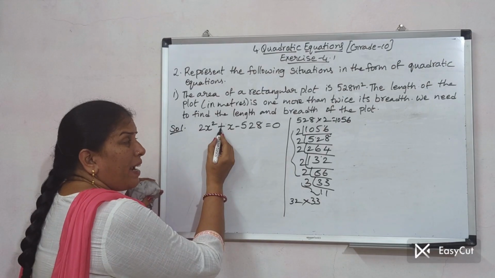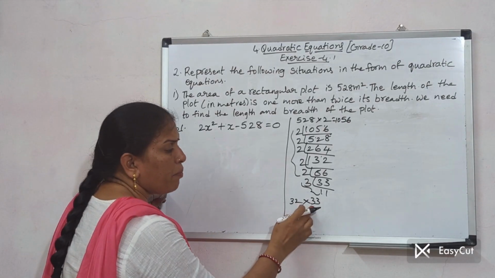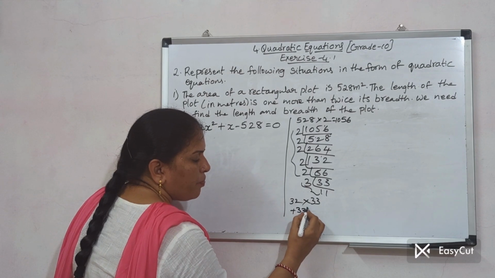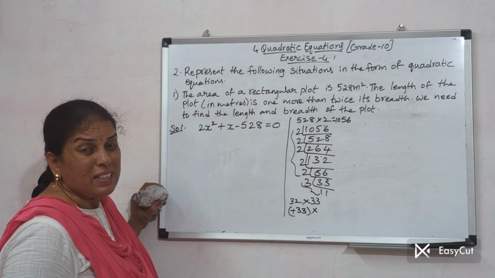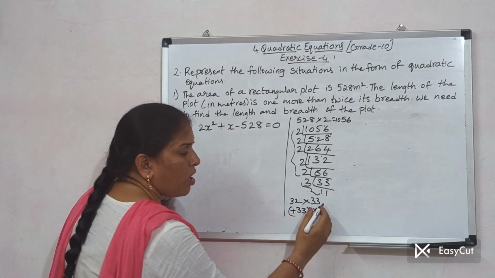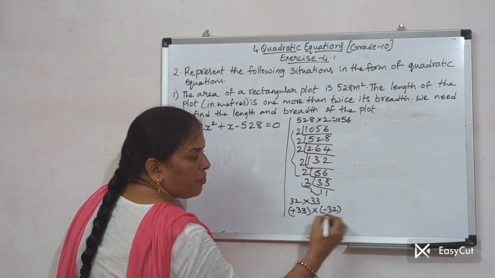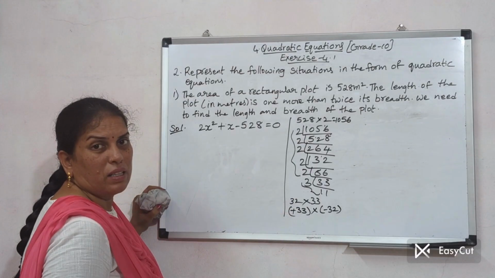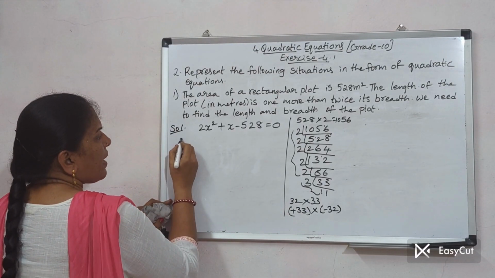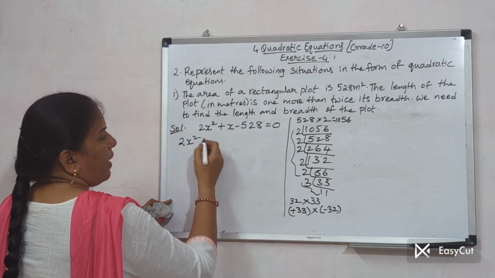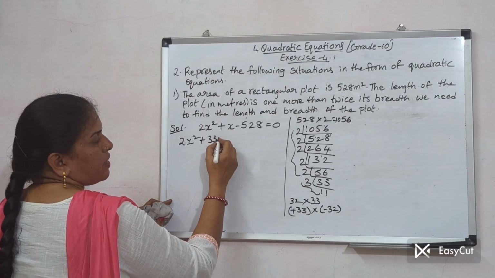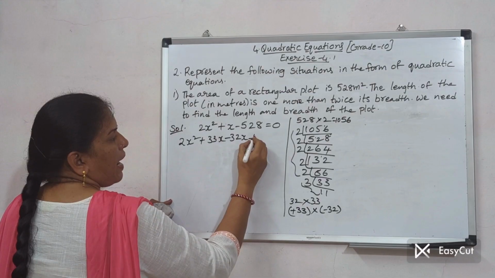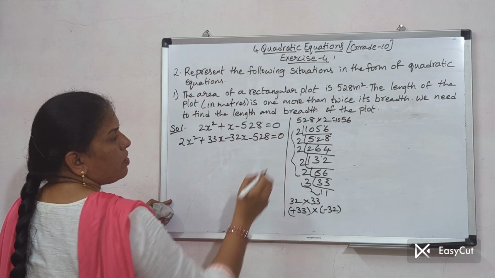What is the middle sign? Plus is there. For the bigger number you need to keep plus. That means plus 33, and we are subtracting, no? One is plus means automatically the other is minus. Minus 32. Why? Because we are subtracting. Plus into minus is minus. So we get the same. 2x square plus 33x minus 32x minus 528 equal to 0.